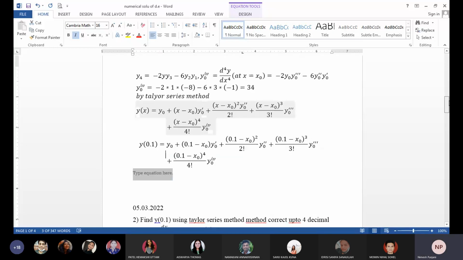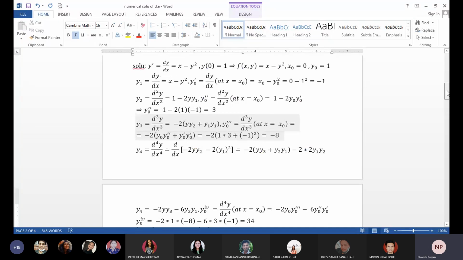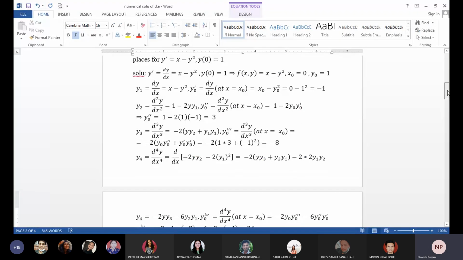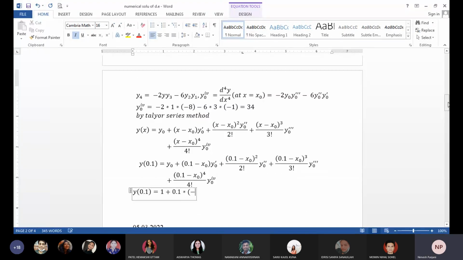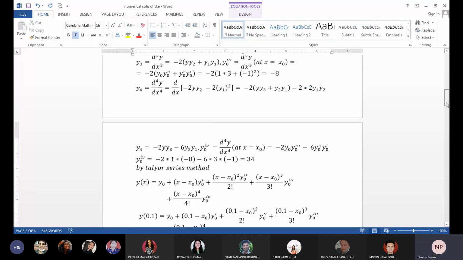So now y of 0.1. Now we will substitute the values. y0 is 1 plus x naught is 0. Right? X naught is 0. So it is 0.1 multiplied by y0 dash. What was the value of y0 dash? It was minus 1. After this, the square of 0.1, because x0 is 0, so 0.1 squared, that is 0.01 divided by 2 multiplied by y0 double dash.